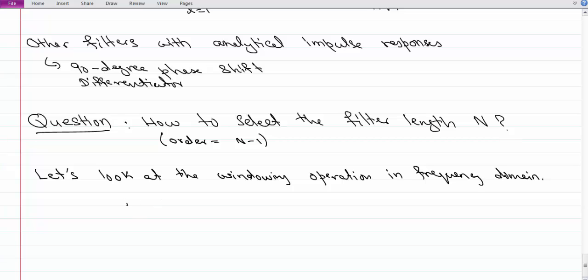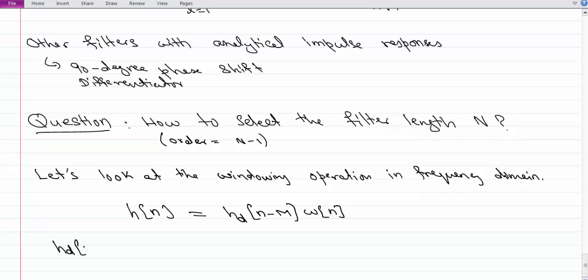So windowing is saying that I compute my finite impulse response filter by taking an infinite length filter and multiplying it with a window, a function that becomes 0 after a while. Okay. Now what is the effect of this thing in the frequency domain?